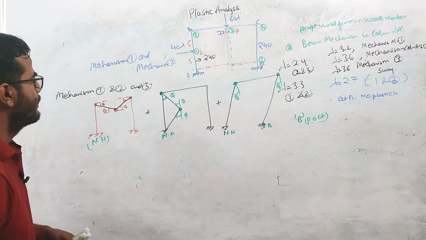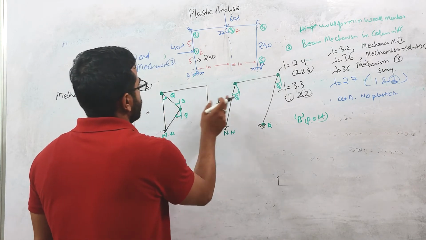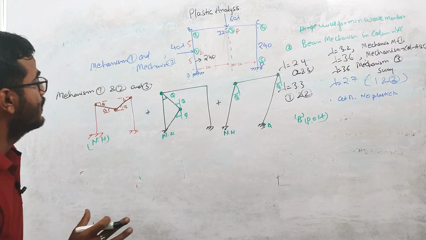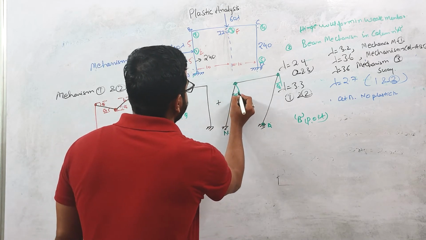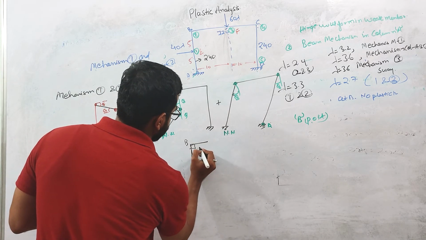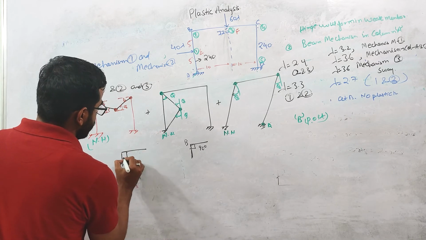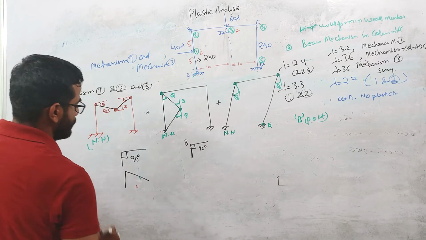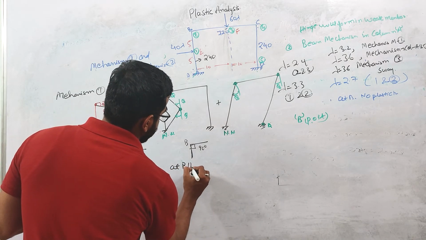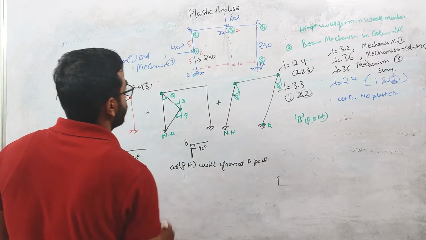What happens at this B point? If you combine these two mechanisms, the net rotation is 0, and the angle will remain 90 degrees between these two members. At joint B, the situation will look like this. But if you combine with this mechanism, initially the situation was looking like this, and now it will change to this. So the angle between the members is changed from 90 degrees. So a plastic hinge will form at B point.